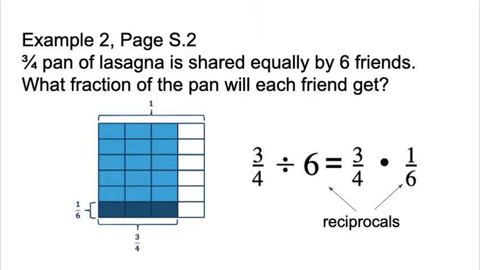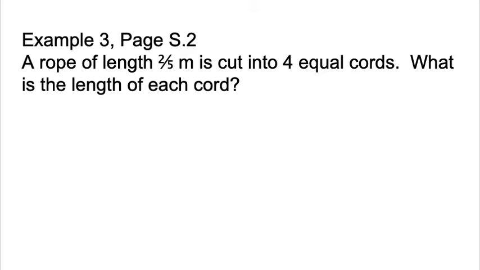Let's go for another one here. Okay, so this one, we have a rope length of 2/5 meters that is cut into 4 pieces. So we're dividing that into 4 pieces. This one we don't need to do a diagram. Let's just go ahead and do our division problem. So we're taking 2/5 and we're dividing that into 4 equal pieces. What is the length of each cord? So that's what we need to figure out.